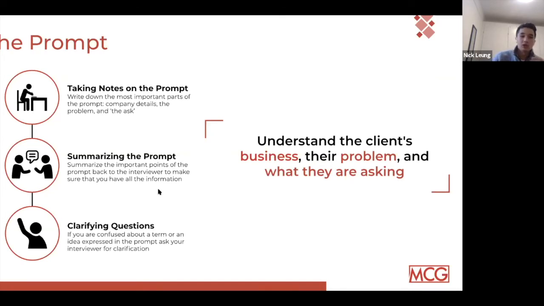And then lastly, and James touched on this a little bit, you can now ask clarifying questions after you're summarizing the prompt. A clarifying question would basically be if you're confused about a specific term that was used in the prompt or an idea that was expressed, you can ask your interviewer for clarification, and most of the time they will give it to you.